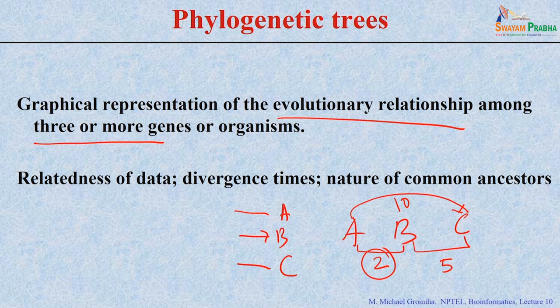Likewise, if you have more data, 3 or more sequences, from the differences in the nucleotides or in the amino acids, you can see how they are related, which 2 are close to each other, and how long it takes to get this divergence. Depending upon the variations, you can estimate the time it takes to get this divergence from one organism to other organisms. Then you can see the nature of the common ancestor, right. If you make a tree, you can see what the common ancestor will be. For example, here A and B are close to each other, so they may have a common ancestor, right. Likewise, you can see the common ancestor when you construct phylogenetic trees.